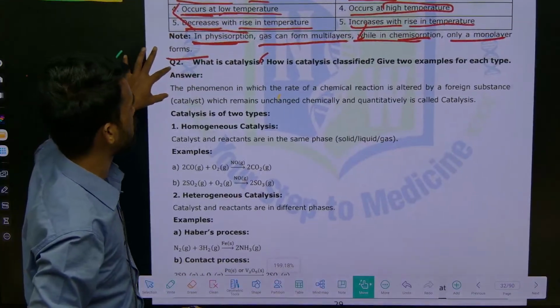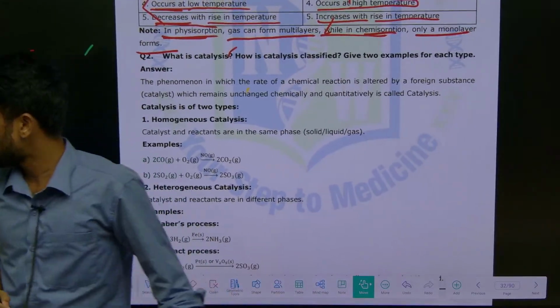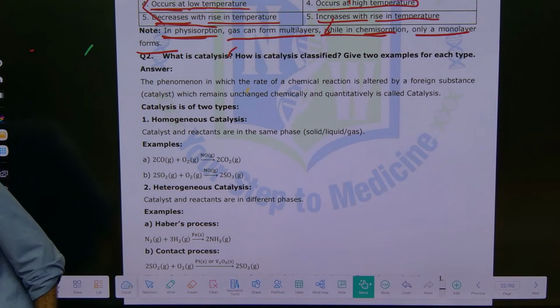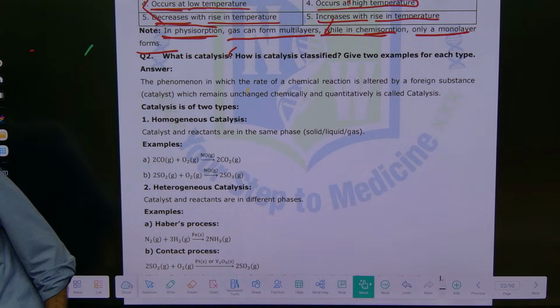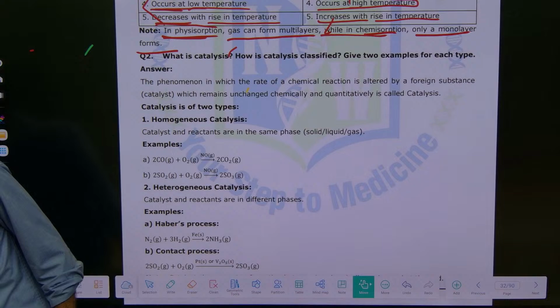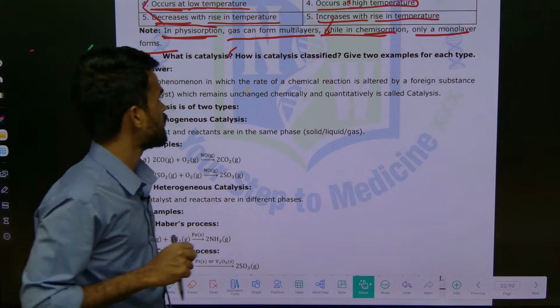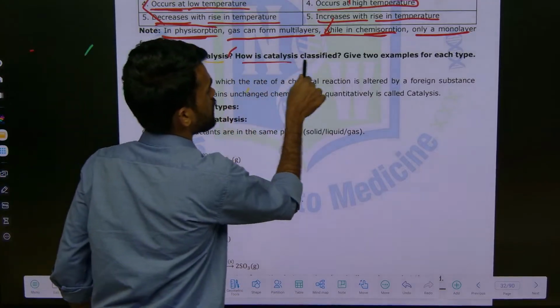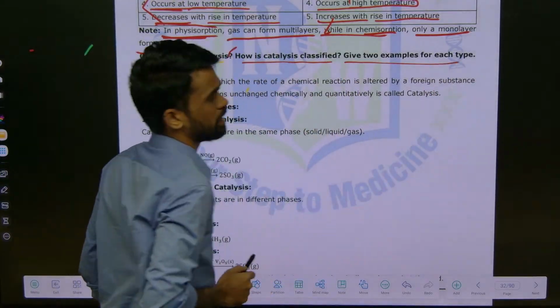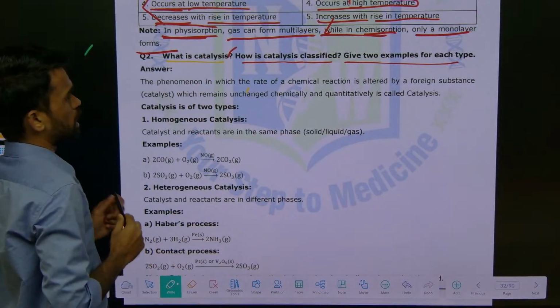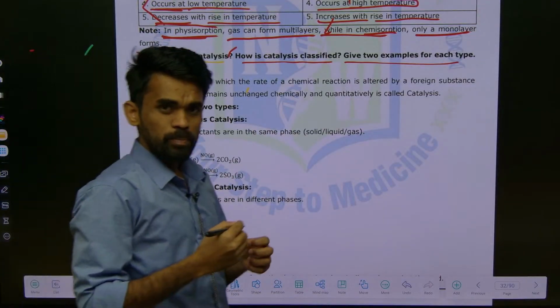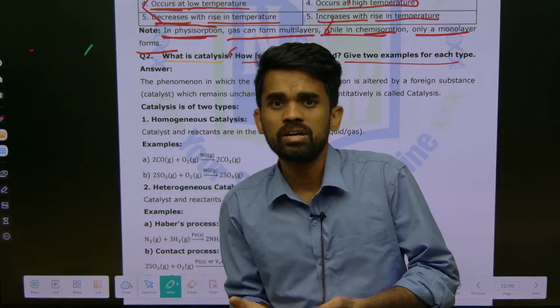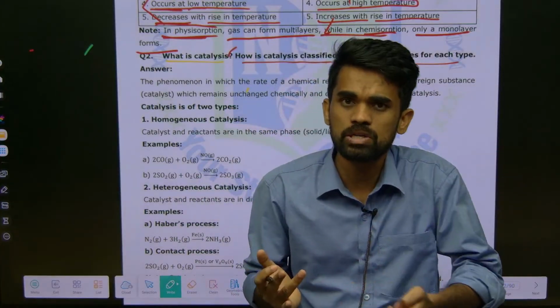Next, the second question here is: what is catalysis? How is catalysis classified? Give two examples for each type. So catalysis means the process of making a chemical reaction much faster or much slower.